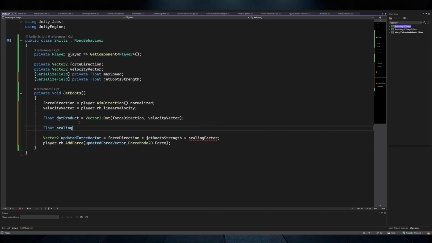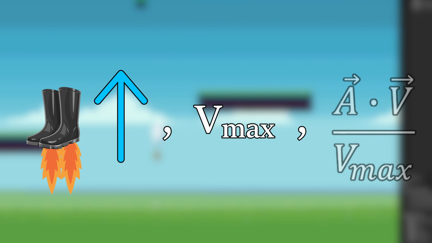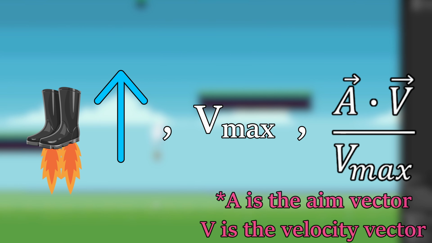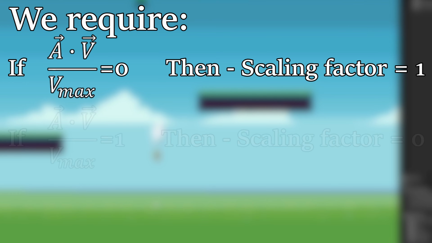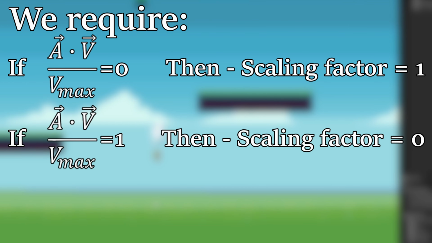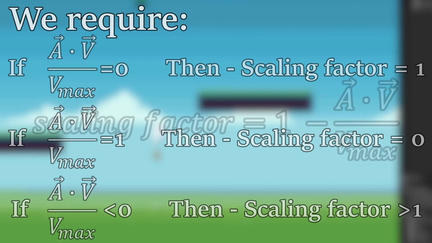Here's how an engineer would think this through. We have a force, a maximal velocity, and an expression of how close the movement is to that velocity. We want our scaling factor to be 1 when you're standing still, 0 when you're moving at the maximum speed in the right direction, and higher than 1 when you're moving in the wrong way. So, the simplest way of doing this is tracing a straight line between these points, and that becomes our formula.